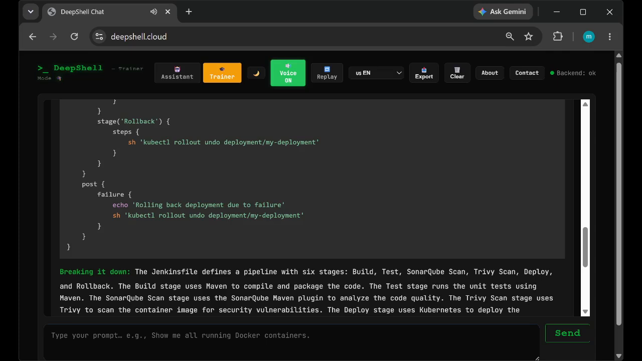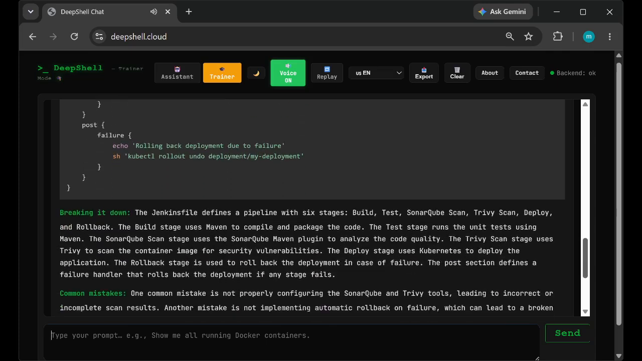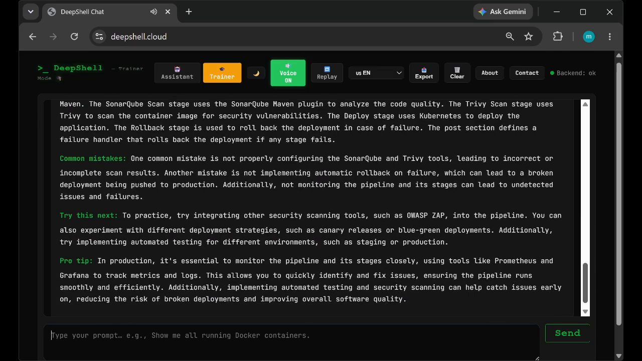Common mistakes. One common mistake is not properly configuring the SonarQube and Trivy tools, leading to incorrect or incomplete scan results. Another mistake is not implementing automatic rollback on failure, which can lead to a broken deployment being pushed to production. Additionally, not monitoring the pipeline and its stages can lead to undetected issues and failures.